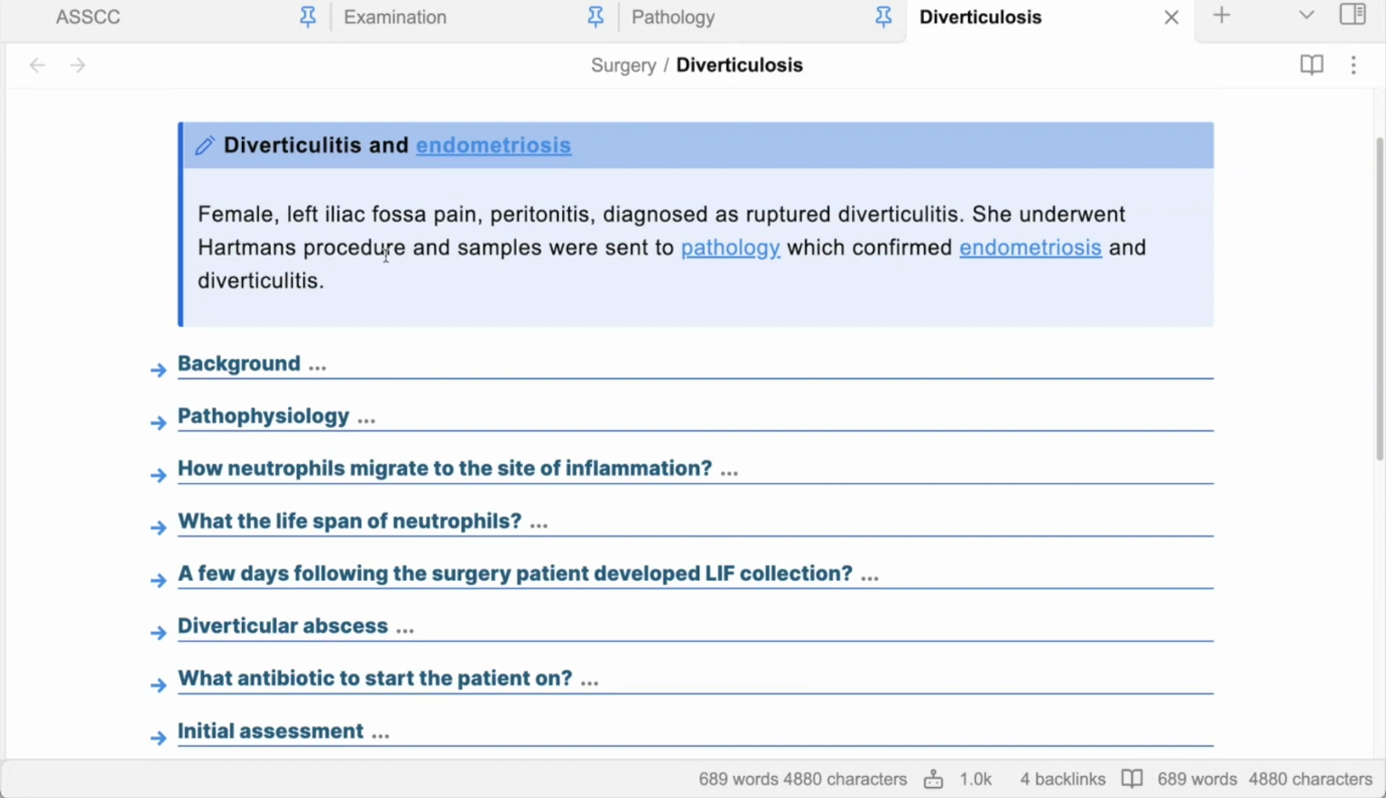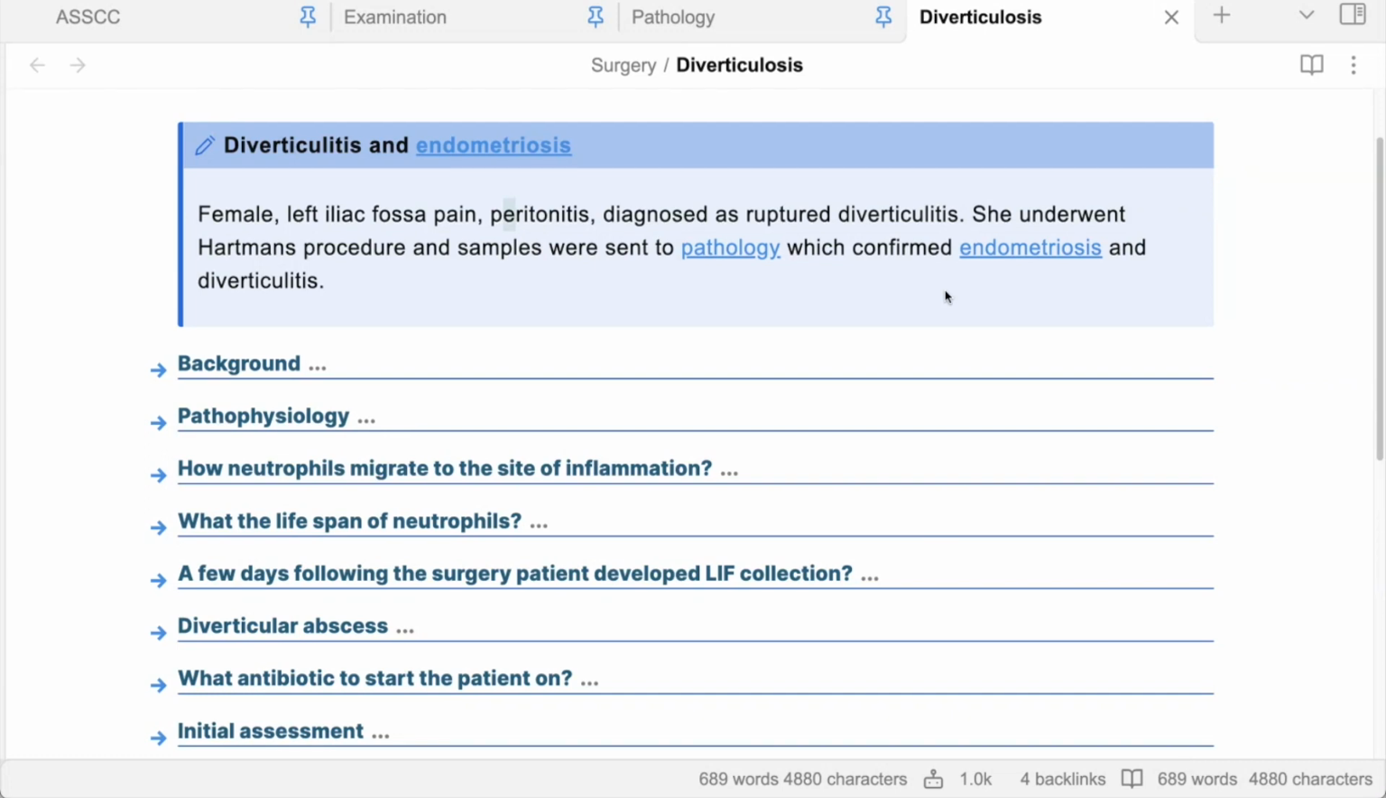So you have a female patient coming with left iliac fossa pain and peritonitis, diagnosed with ruptured diverticulitis. She had a Hartmann procedure, and the sample was sent to pathology, and we found out she has endometriosis as well, in addition to the diverticulitis or the perforation. Okay. So question 1, can you define to me diverticulosis?